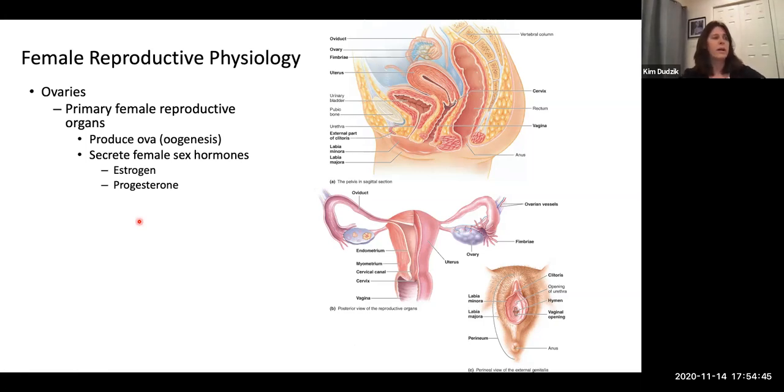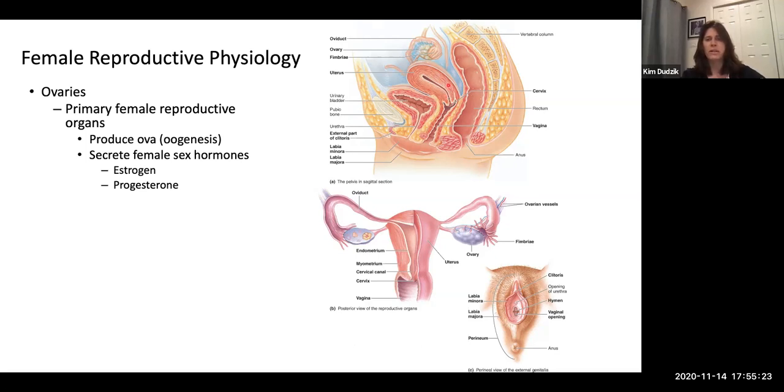All right, so here now you can see the organs of the female reproductive system. Everything is internal. Here you can see, this is again a mid-sagittal section, so we're only seeing one side, but you can see one of the ovaries here. There would be a mirror image on the other side. Here's the fallopian tube. The fallopian tube attaches to the uterus, which is here, and the uterus sits right above the urinary bladder.